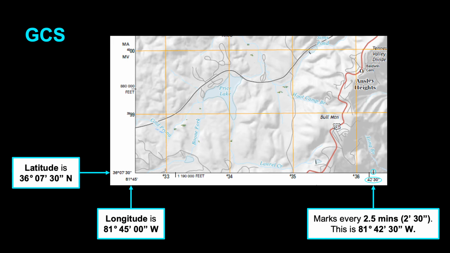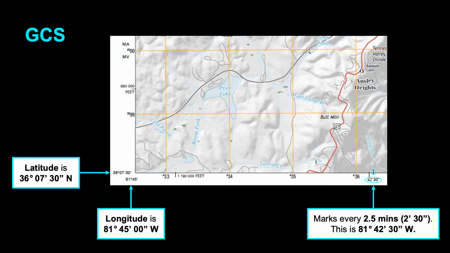For example, we see that the next longitude tick mark is labeled 42 minutes and 30 seconds. We already know that the degrees value for longitude is 81 degrees. Therefore, the longitude coordinate for that tick mark is 81 degrees, 42 minutes, and 30 seconds west.